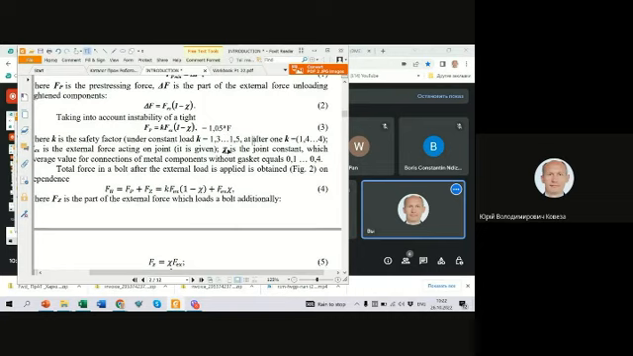Then to find force which acts on a bolt, total force, Fp is prestressed force, we found it, and we should add Fz. Fz is a part of the external force which loads a bolt additionally. So we need to find Fz. Fz is external force times bolt joint constant.